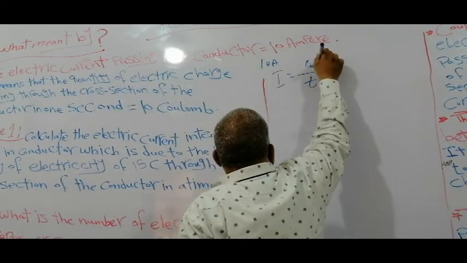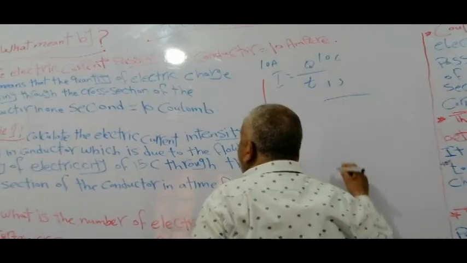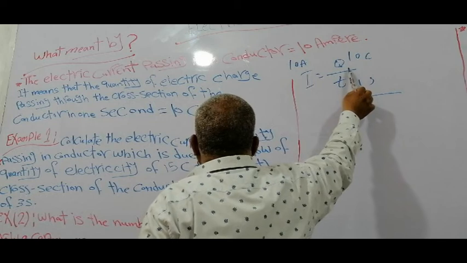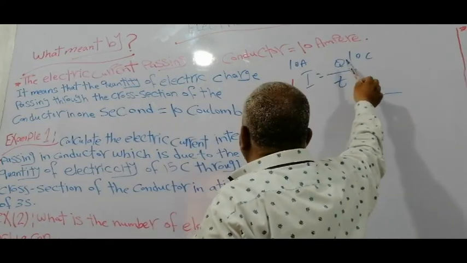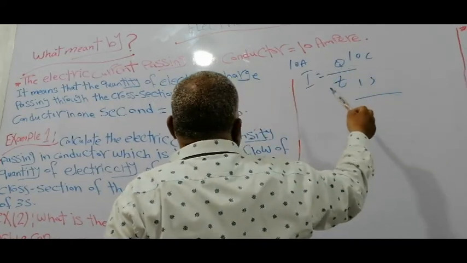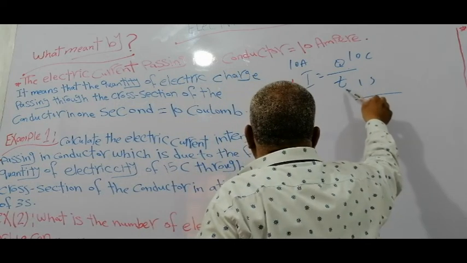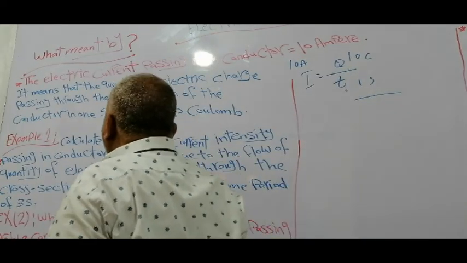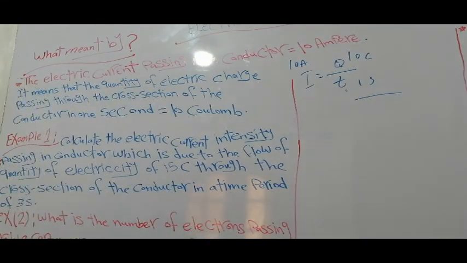10 amperes means 10 coulombs in 1 second. It means that the quantity of electric charge passing through the cross section of the conductor in 1 second equals 10 coulombs. So when the electric current passing in a conductor equals 10 amperes, it means that the quantity of electric charge passing through the cross section of the conductor in 1 second equals 10 coulombs.